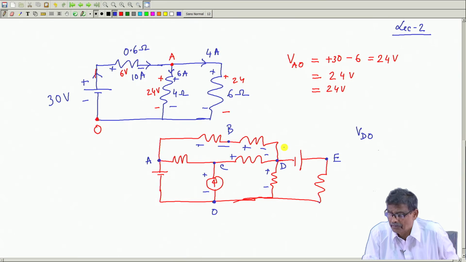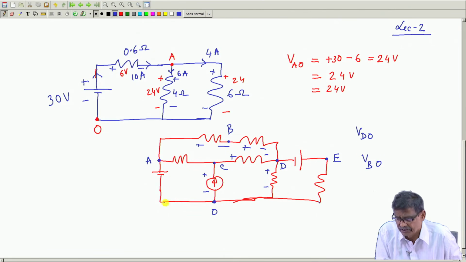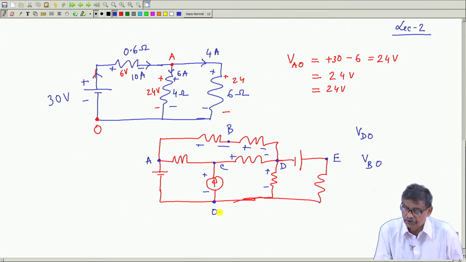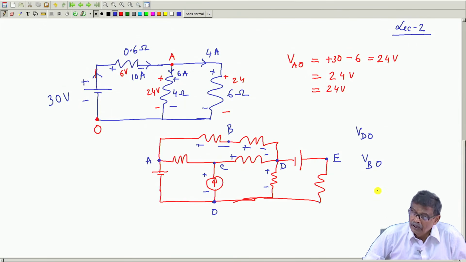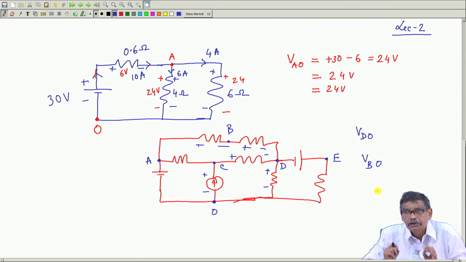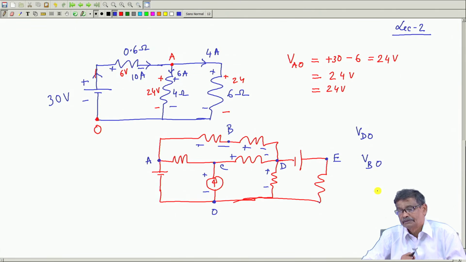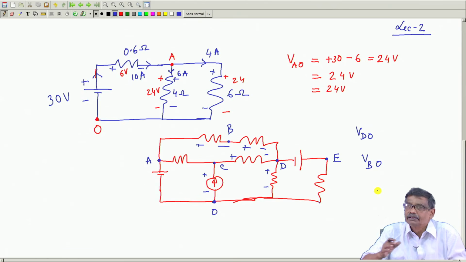For example, somebody may be interested to know VBO, then he should start his journey, try to reach O, and algebraically sum the voltage drops across the elements that he encounters along that particular path. He could choose this point and that point. Understood? So, this is how I can calculate the voltage between any two points in the circuit, and we shall use that knowledge often in circuit analysis.